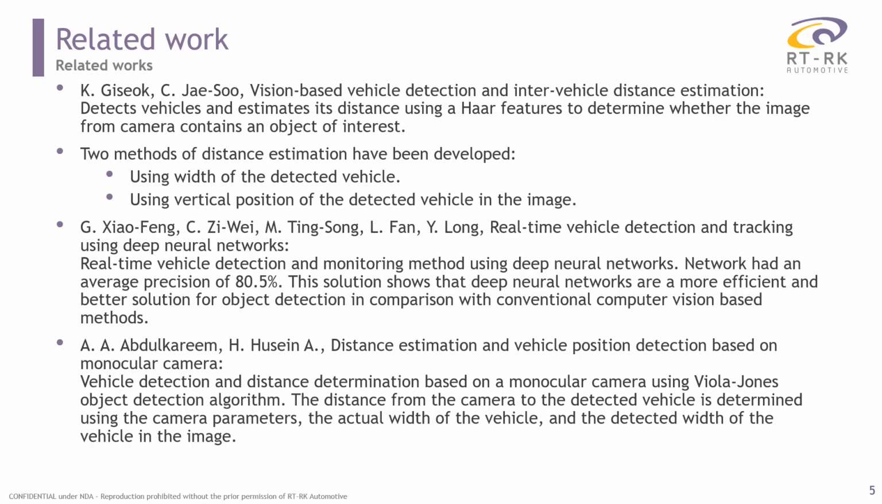In the first paper, the algorithm detects vehicles and estimates their distance using HAAR features to determine whether the image from the camera contains an object of interest. Two methods of distance estimation have been developed.